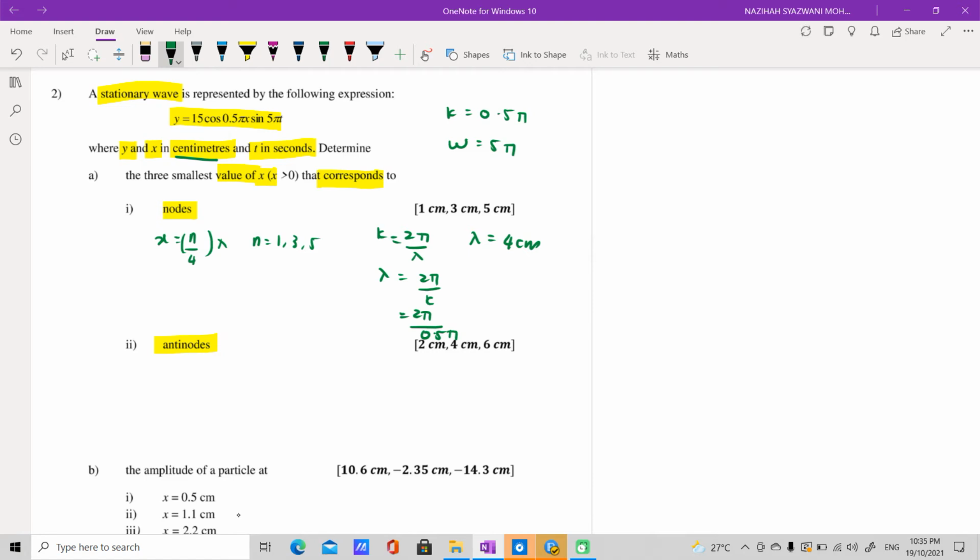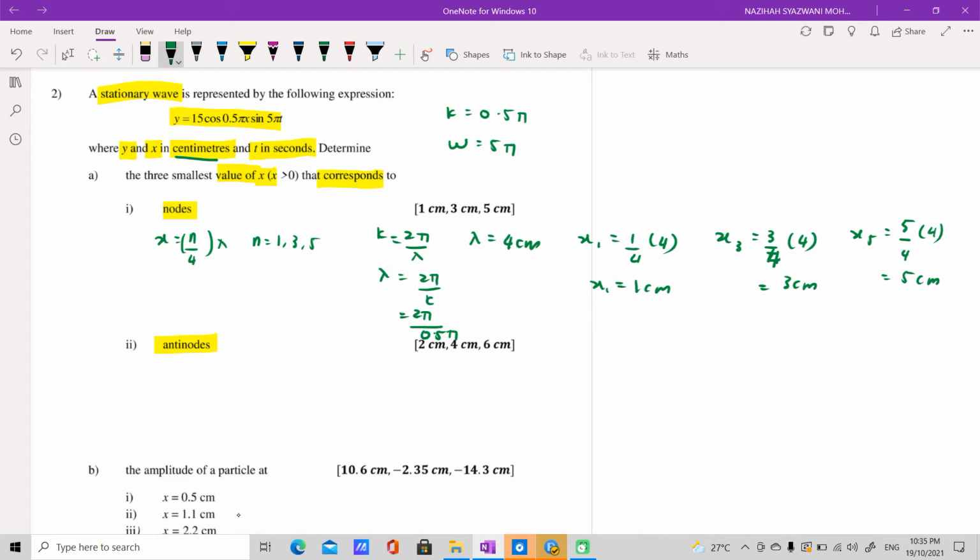Okay, so what you need to do is just substitute n, the integer, into the formula, and lambda, which is 4 cm. So x1 equals 1 over 4 times lambda, so for x1, that would be 1 cm. For x3, 3 over 4, and the lambda is 4, so the answer will be 3 cm. And x5, when we substitute 5 over 4, times 4, the answer would be 5 cm.